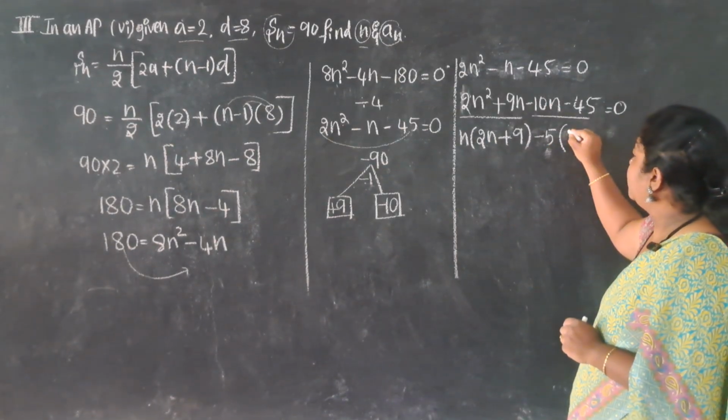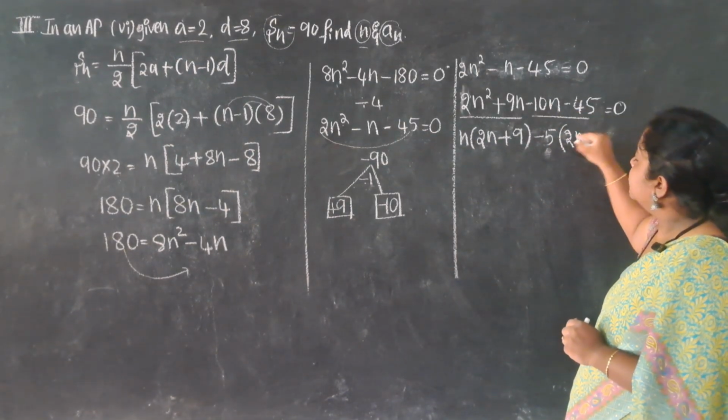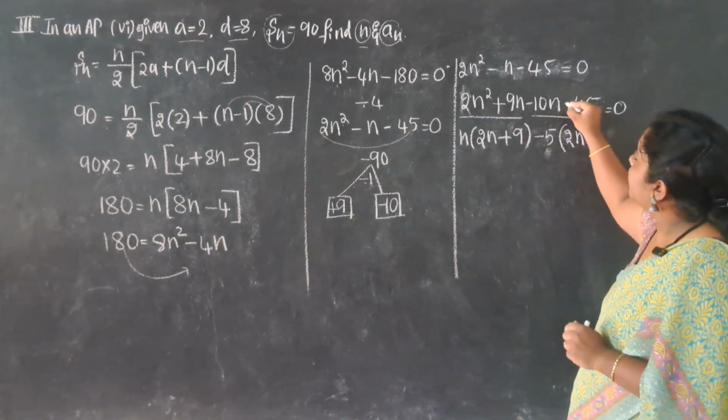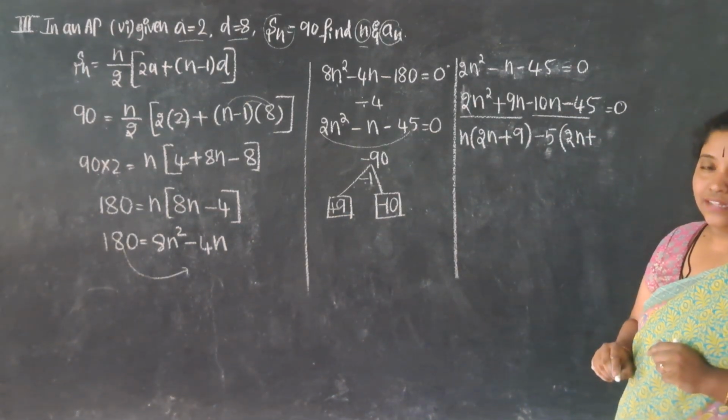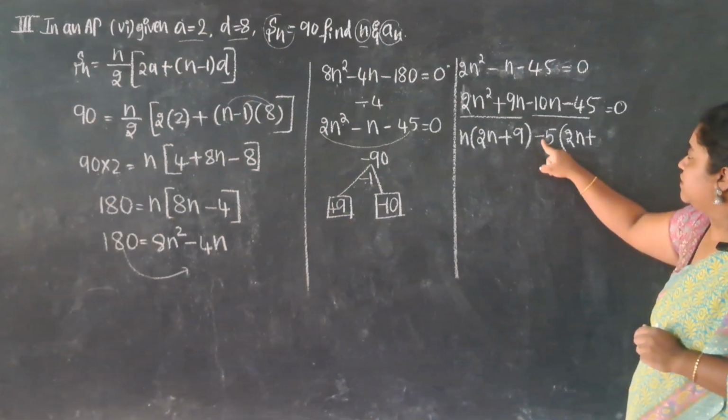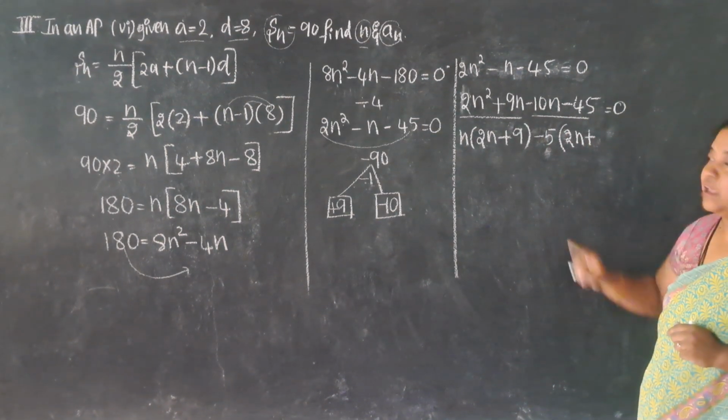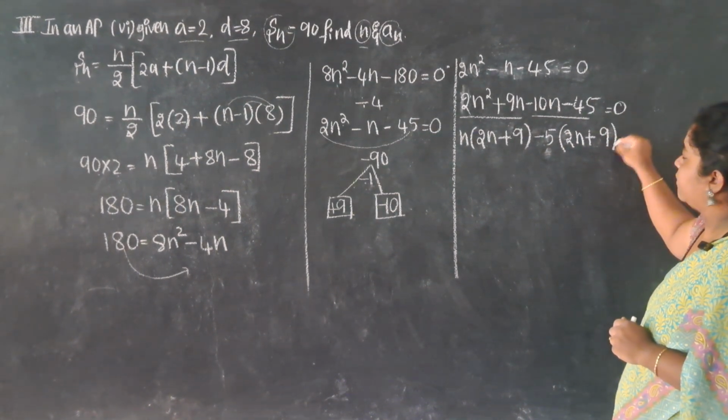Okay, now 5 2s are 10, n is there. Since I have taken negative out, negative turns to be positive. You people know this already from 10th standard. So minus I have taken, so minus turns to be plus. 5 9s are 45.